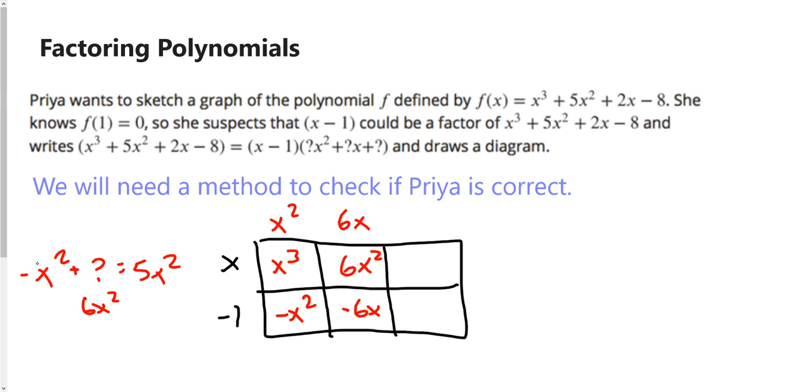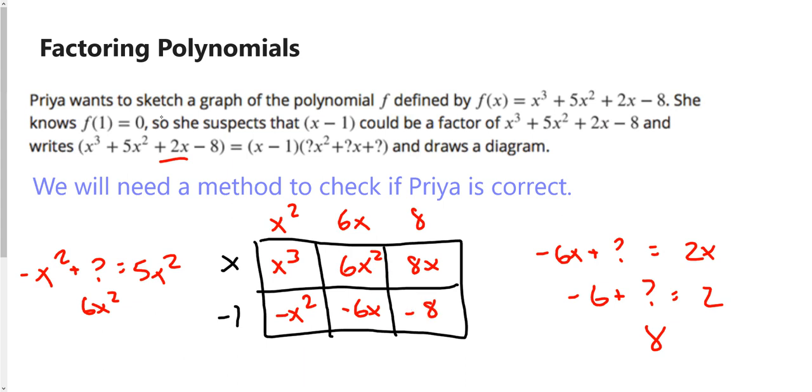Okay. Now let's look at the next term. We've got a 2x. -6x plus what is equal to 2x? That's going to be -6 plus what equals 2? 8. That's got to be 8x. 8 times x is 8x. 8 times -1 is -8. Our last term is a -8. We have made it. Perfect.